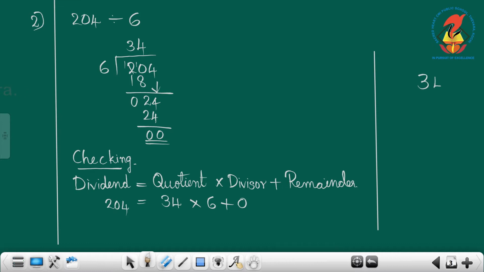So 34 multiplied by 6. 6 4s are 24, 4 write down, 2 is carry over. 6 3s are 18, 18 plus 2 is 20. So the answer is 204. On both sides we got 204. That means our answer is correct. Okay, moving to the next question.